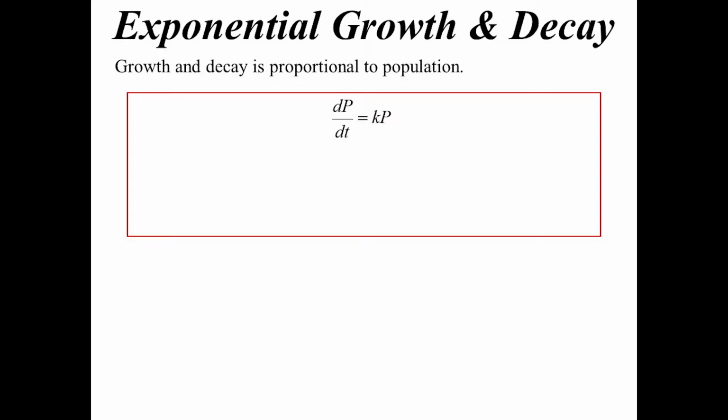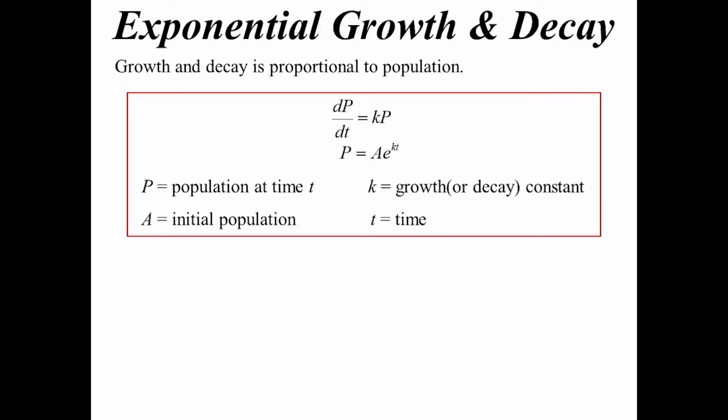The solution to that is P equals Ae^(kt). So P represents the population at any particular time. A would end up being the initial population. If t was equal to 0, we'll get e to the power of 0, which is of course 1. So A. k will be our growth, or if it was negative, decay, constant. And t represents time.